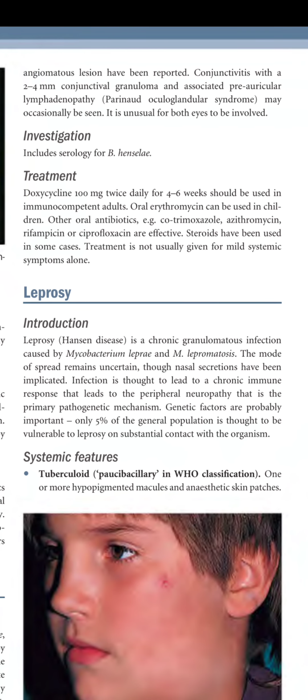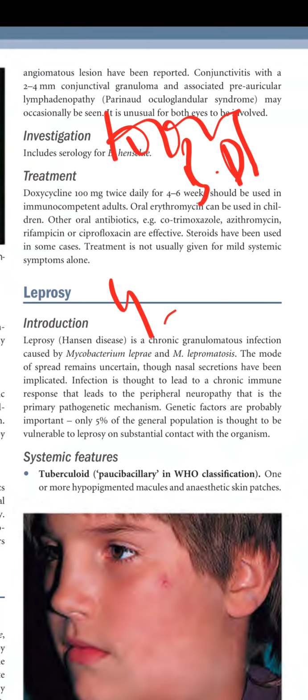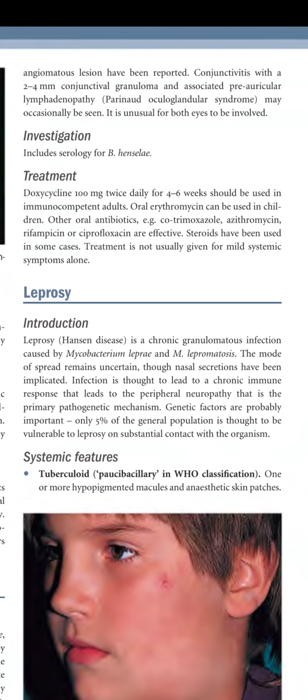So basically the treatment of choice is oral doxycycline 100 mg twice daily for 4 to 6 weeks, and in children you can give oral erythromycin. Other oral antibiotics, for example cotrimoxazole, azithromycin, rifampicin, or ciprofloxacin, are effective. Steroids have been used in some cases. Treatment is not usually given for mild systemic symptoms alone.